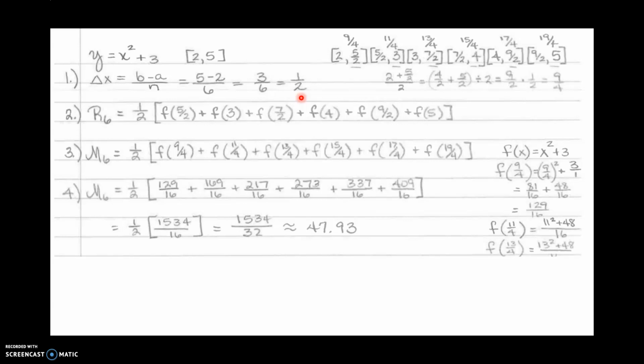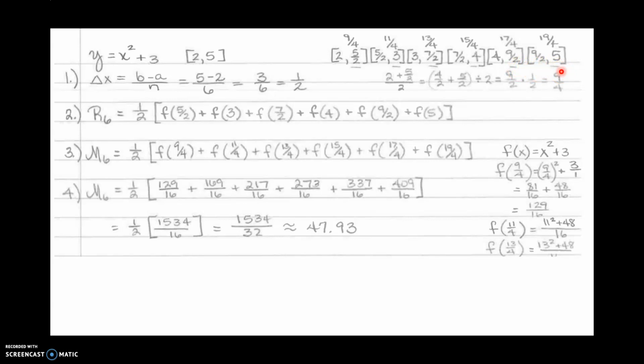So we're going to start at 2, and we're going to add a half to that. So that'd be 2.5 or 5 halves. And then the next one's going to go from 5 halves to 3, and then from 3 to 3.5 or 7 halves. And then 7 halves to 4, 4 to 4.5 or 9 halves, and then 9 halves to 5.